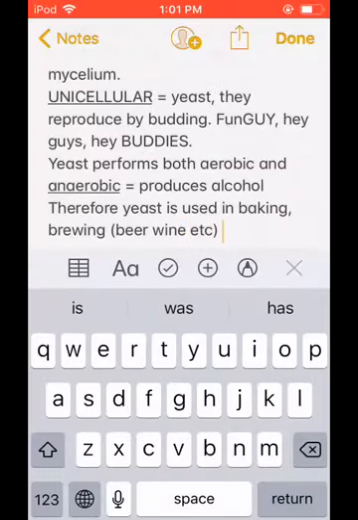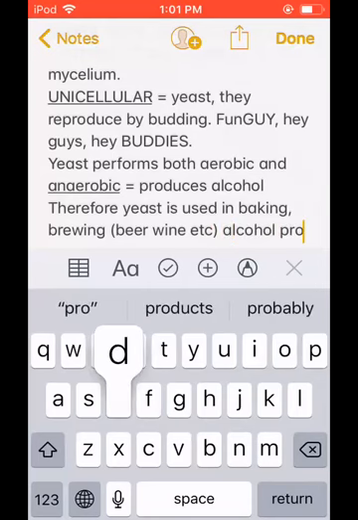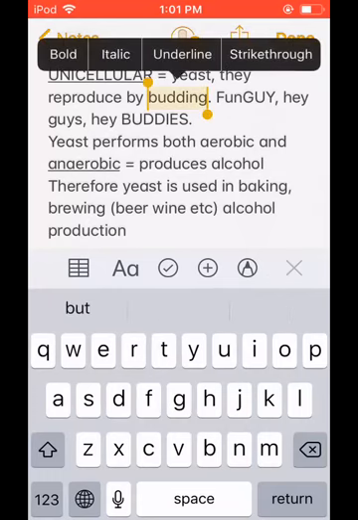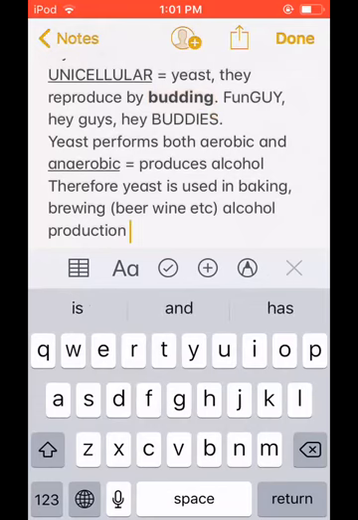Basically alcohol production. Is this clear? Yeast is a unicellular fungus which reproduces by budding. I'll keep this in bold. Yes. And it does both aerobic and anaerobic respiration, and anaerobic respiration produces alcohol. Therefore it is used for brewing, which is basically alcohol production.